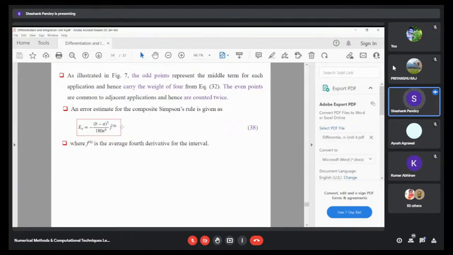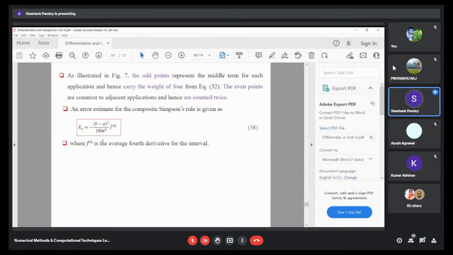And you can see here that, like we did for all the previous examples or cases, that is a single application of the trapezoidal rule, the composite trapezoidal rule, in a similar way we can calculate the approximate error using the composite Simpson 1/3 rule, which is given by equation number 38.